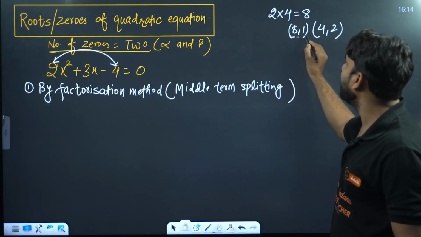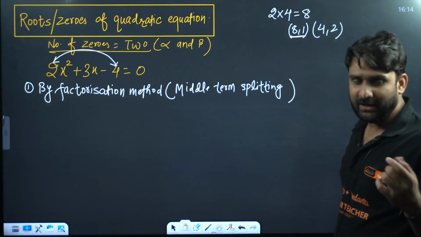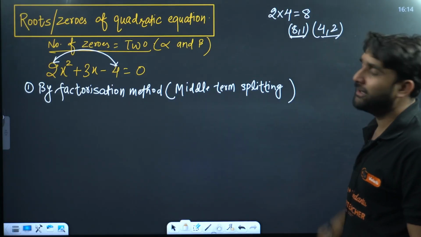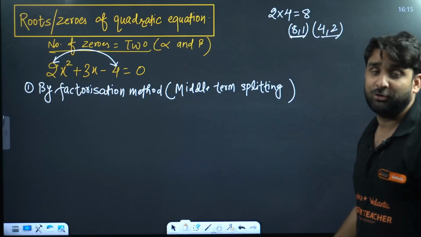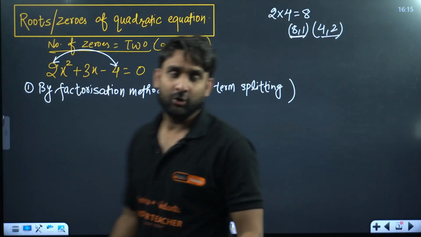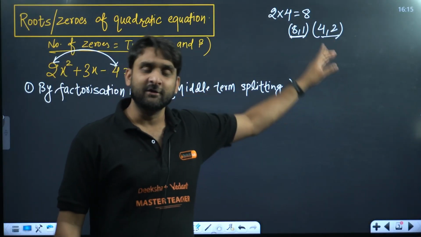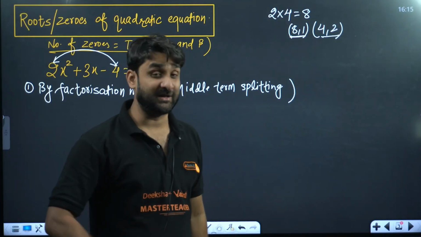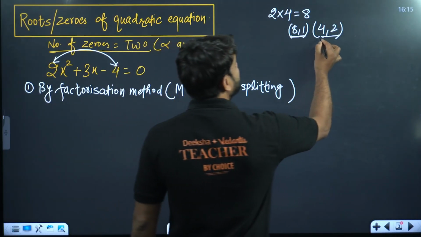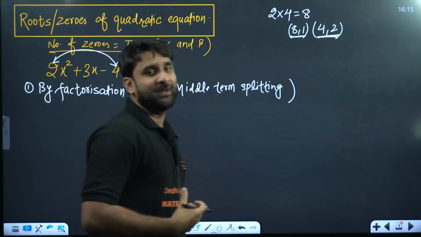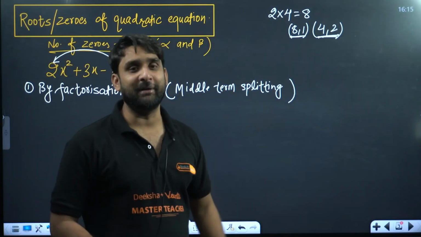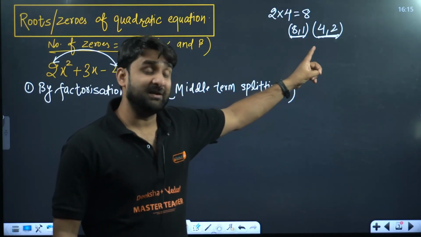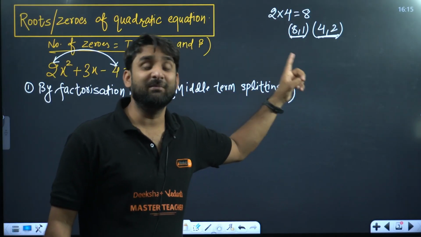If you multiply 8 into 1, we get 8. And if you multiply 4 into 2, we get 8. There is no other possible pair. Check it once again. Only two possible pairs are there for the number 8: 8, 1 and 4, 2. Now you have to decide which one is your friend. Make friendship with any one pair. It is mandatory. One will be your friend there.